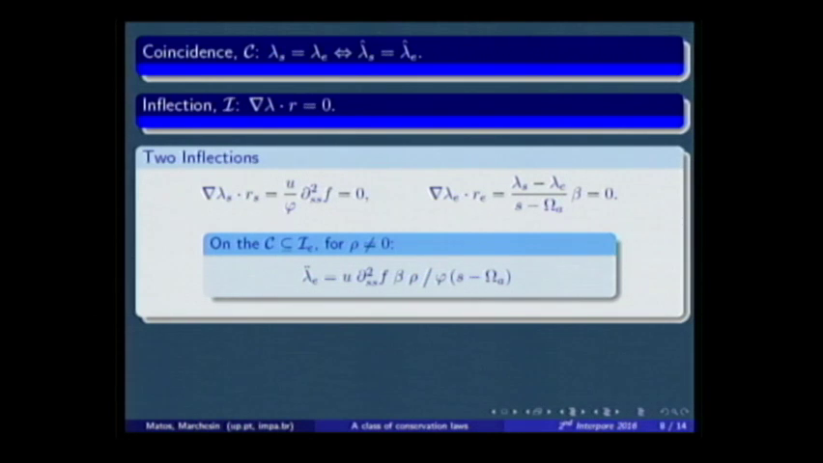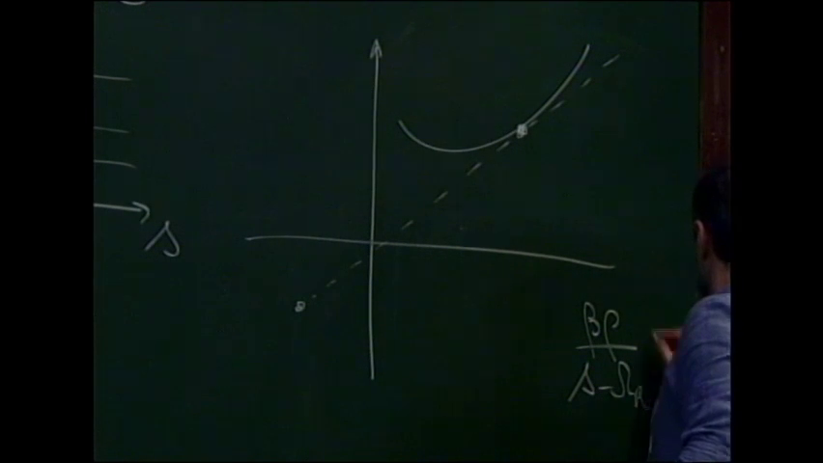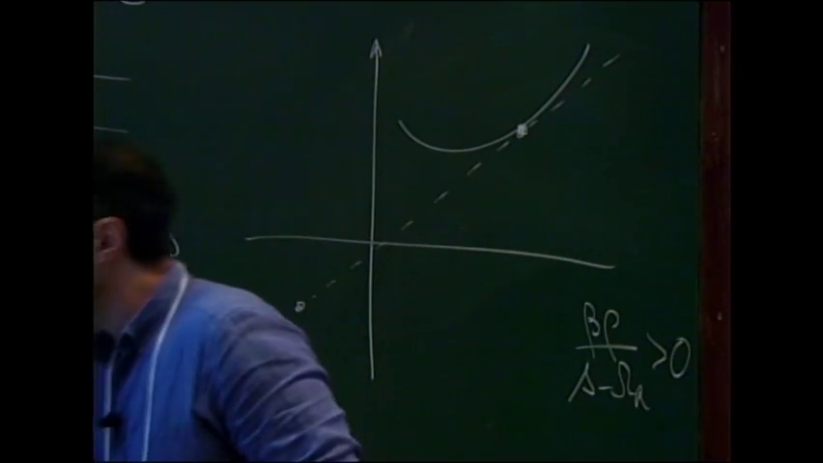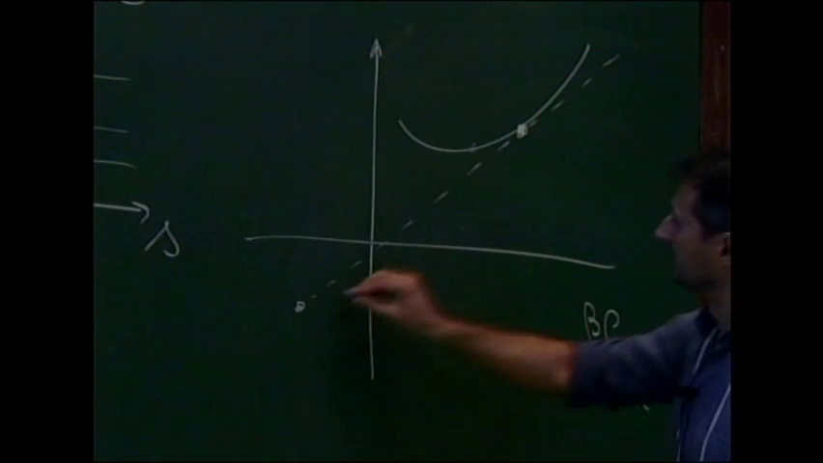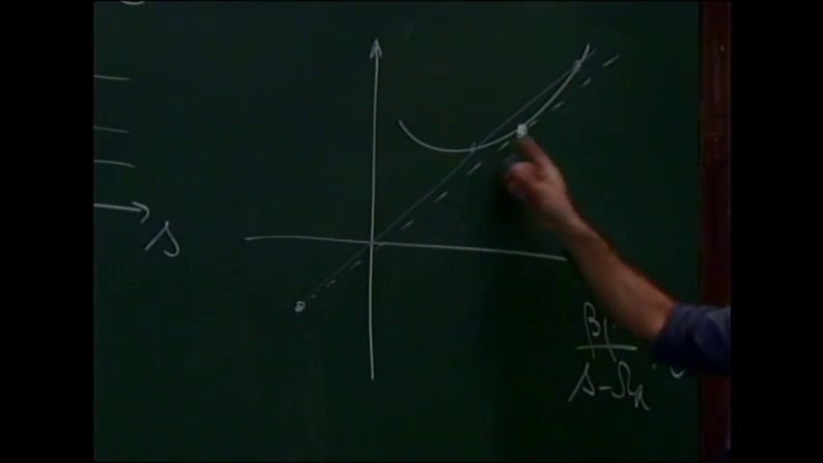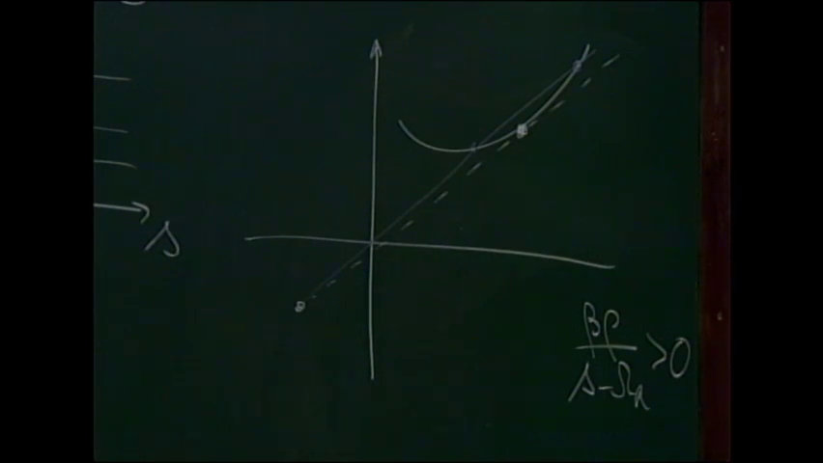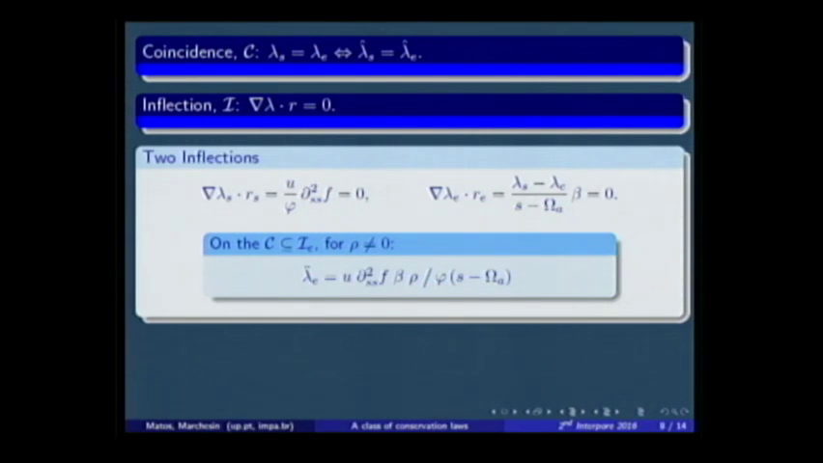So if beta rho, if this is positive, this picture tells us what happens. If we keep y constant and take a look at what happens close to this point, we see that on both sides lambda s is greater than the lambda here. So it's easy to see that we are in the presence of a minimum.